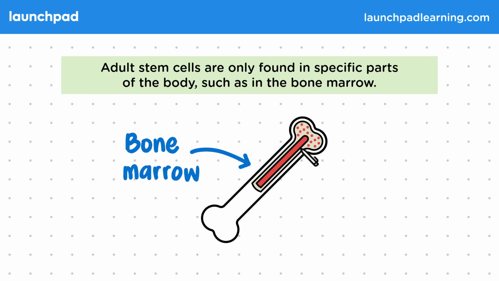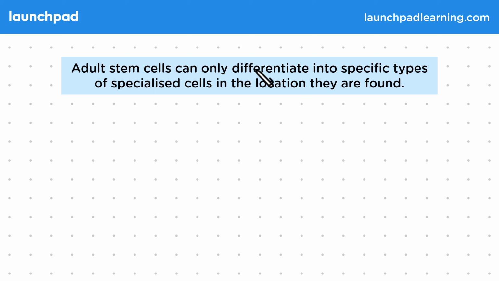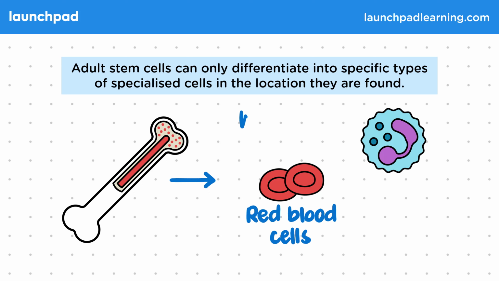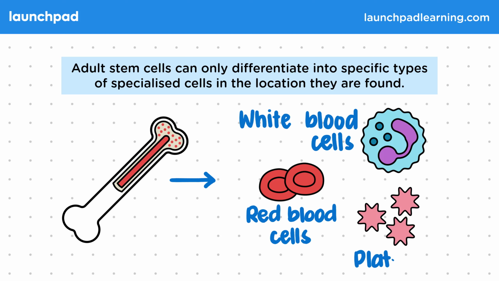Let's take a look at what adult stem cells are capable of. Adult stem cells can only differentiate into specific types of specialised cells in the location that they're found. For example, bone marrow can form many types of blood cells, including red blood cells, white blood cells, and also platelets. For the exam, you need to know that bone marrow stem cells can form many types of cell, including blood cells. Because adult stem cells can only differentiate into specific types of specialised cells, we call these multipotent stem cells.